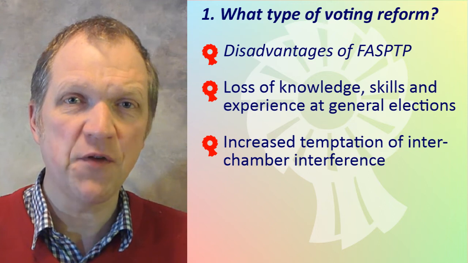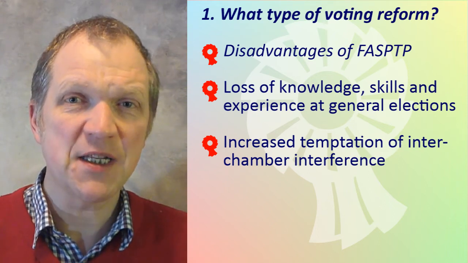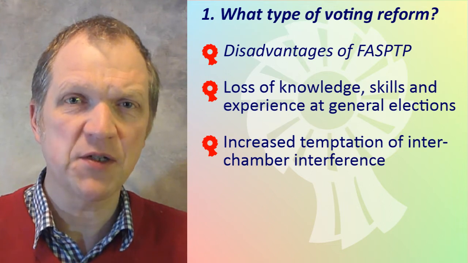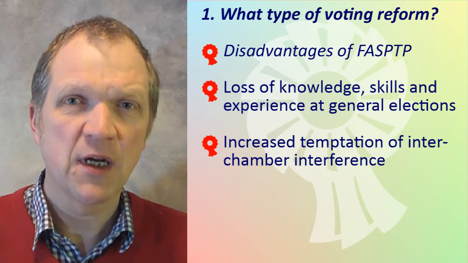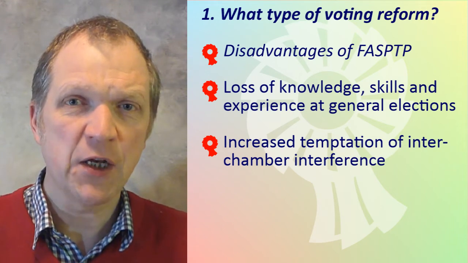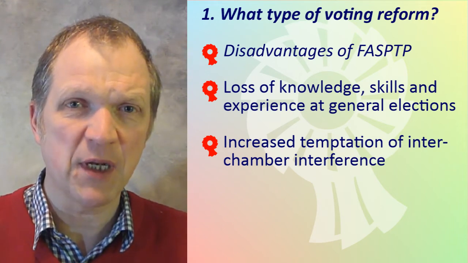Electing members to both the primary and secondary chambers at the same time can create a significant break in the parliamentary process, with a loss of knowledge and skills as experienced MPs retire or fail to get re-elected. This is why many countries stagger the elections for each of their chambers in order to maintain political stability.